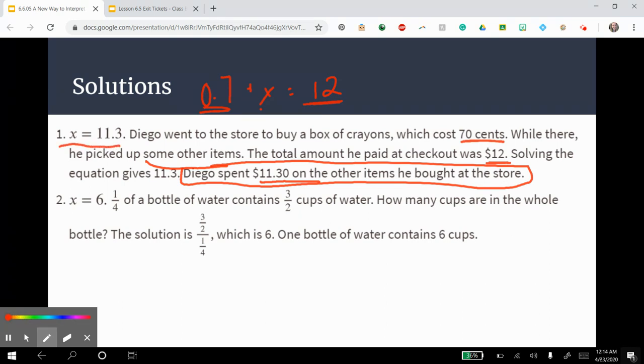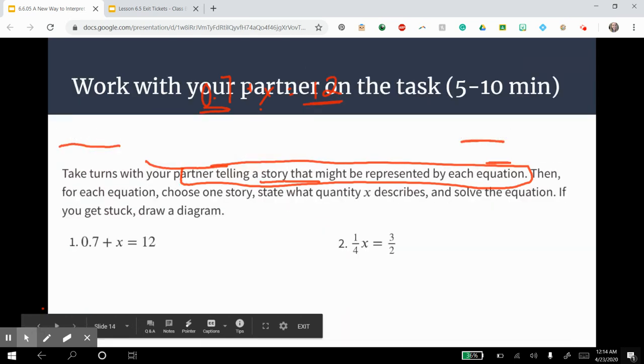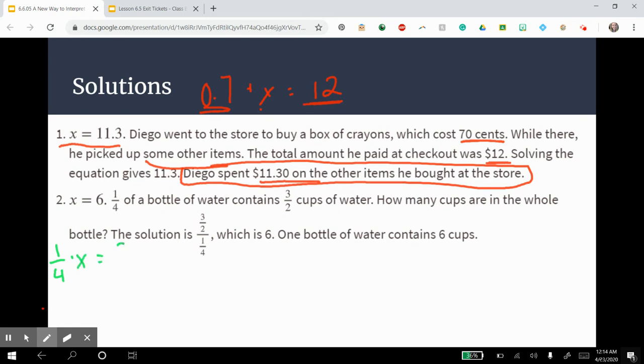Okay, and then for the other one, let me quickly go back and grab that equation. 1/4 times x is equal to 3/2. So for this one, x is equal to 6. 1/4 of the bottle of water, that's x, contains 3/2 cups of water. How many cups are in the whole bottle? That's x. The solution is 3/2 divided by 1/4. So they divided on both sides by 1/4, and then they actually divided it out.